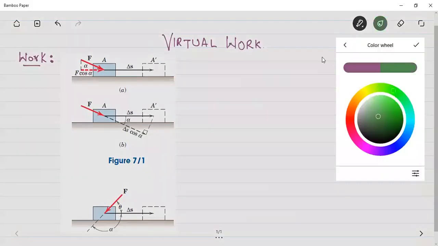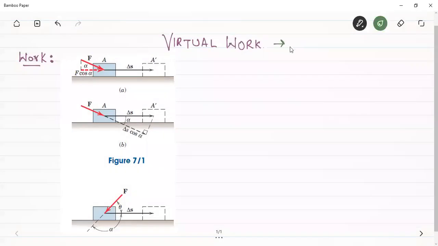This is actually chapter number 11 of our textbook, that is R.C. Hibbeler, Virtual Work. So first of all, what do we mean by the term virtual work?